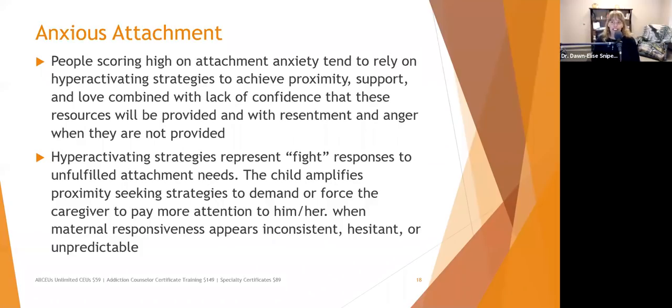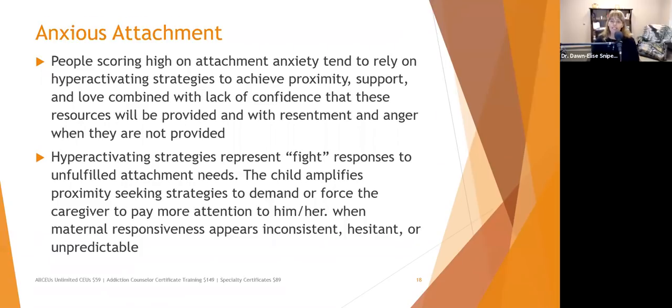Hyperactivating strategies represent fight responses to unfulfilled attachment needs. The person amplifies proximity-seeking strategies to demand or force the caregiver to pay more attention to him or her. Think about one of the typical behaviors in borderline personality disorder when people are self-injuring. A lot of times that's non-suicidal self-injury. They're not intending to die. They're wanting to make the pain stop, and or maybe wanting to get somebody to pay attention, and it's a look what you made me do sort of thing.